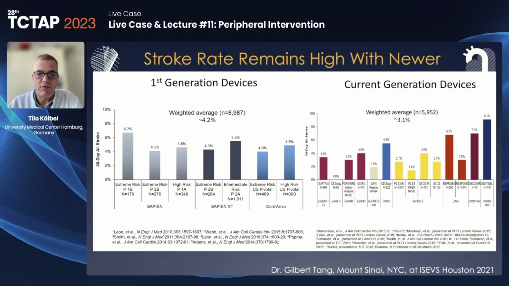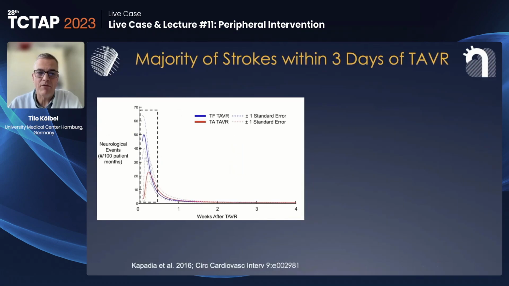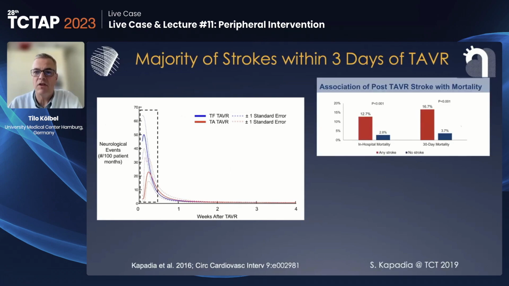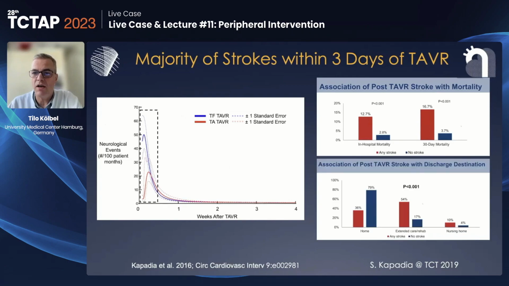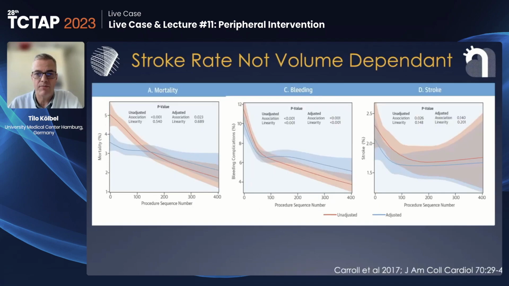If we look at TAVR devices of the first generation and of current devices, the risk of stroke has not significantly reduced. It's gone from 4 to 3%. This may just be due to learning curve and reduced manipulation in the aortic arch in those cases. The strokes happen very closely to the procedure, usually within 3 days, as you can see here, and they are associated with a high post-TAVR mortality and a change in the destination of the discharge.